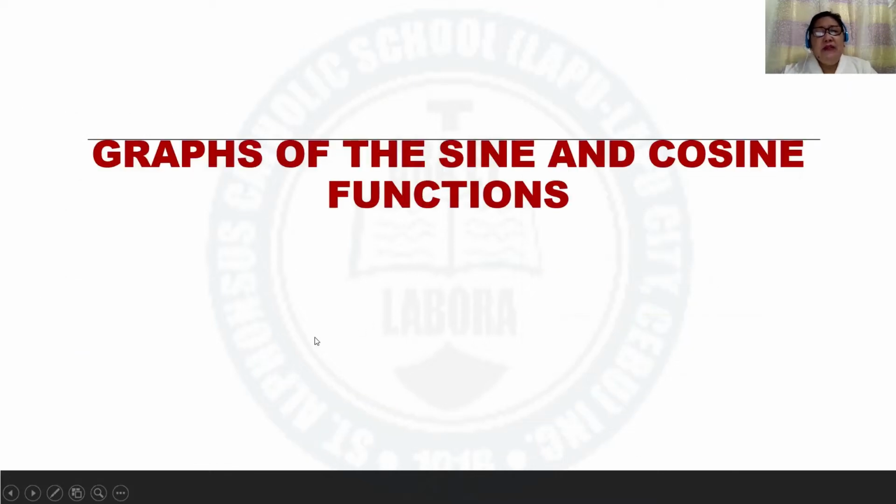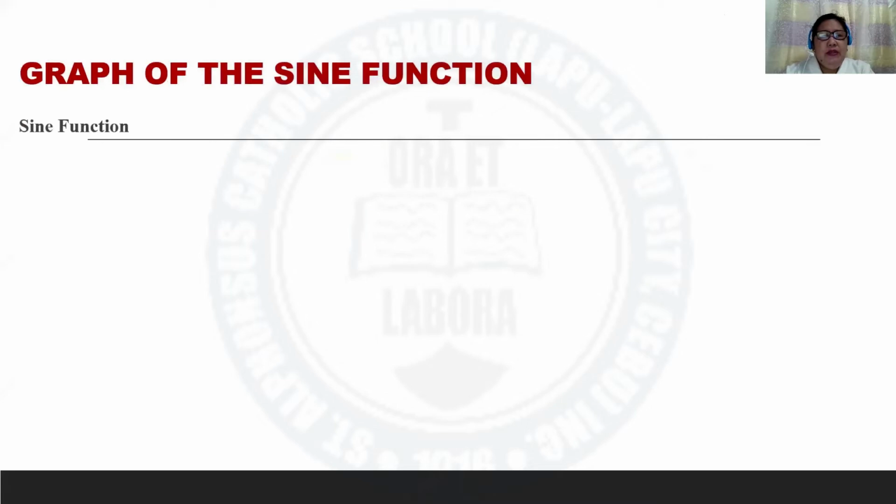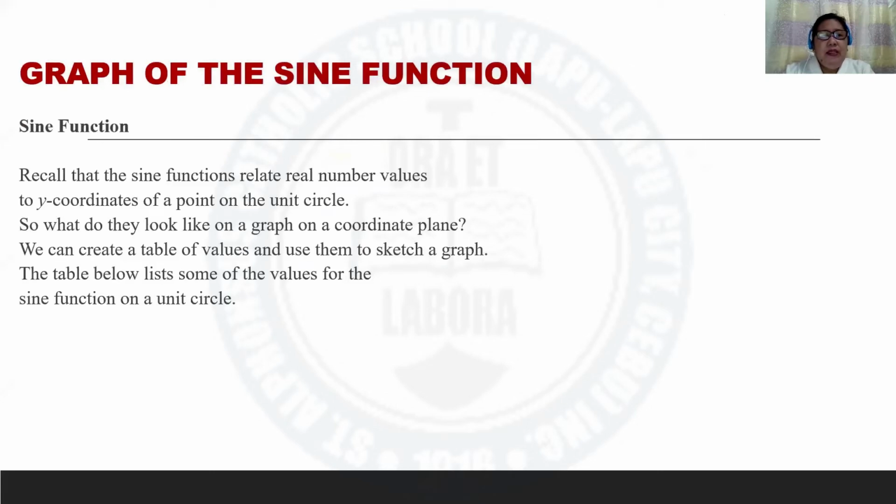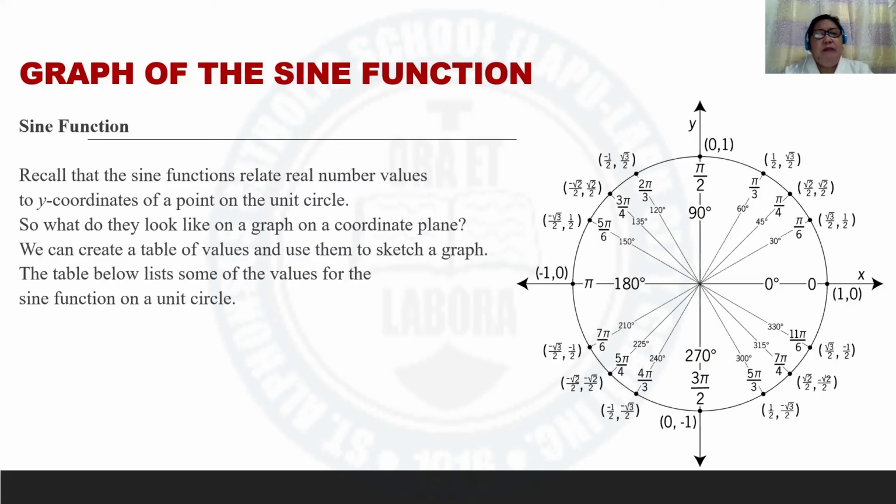Next, let us have the graphs of sine and cosine functions. For the sine function, let us recall that sine functions relate real number values to y coordinates of a point on the unit circle. So what do they look like on a graph on a coordinate plane? We can create a table of values and use them to sketch a graph. The table below lists some of the values for the sine function on the unit circle.